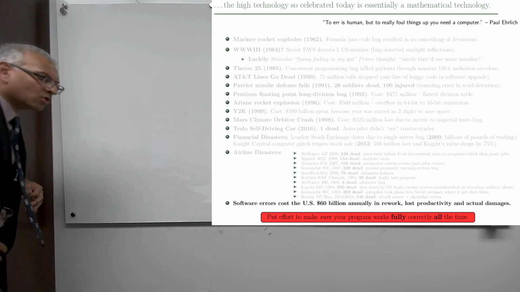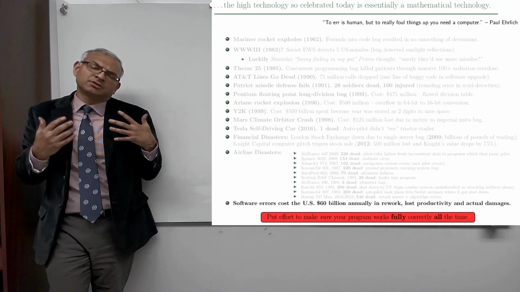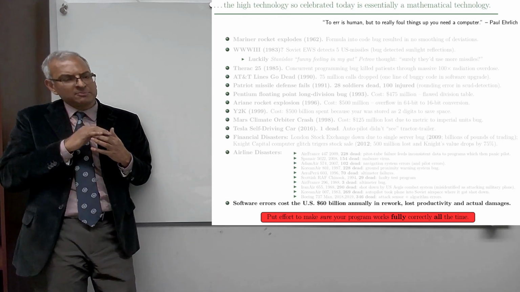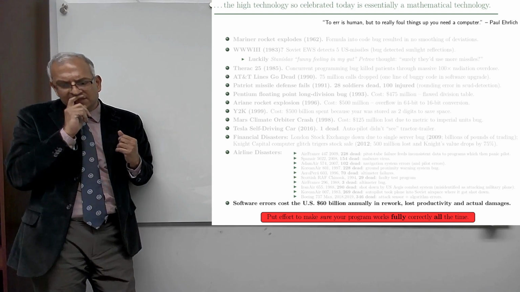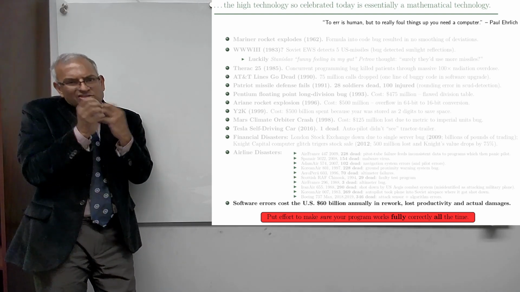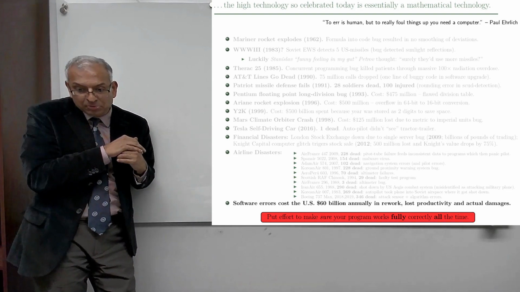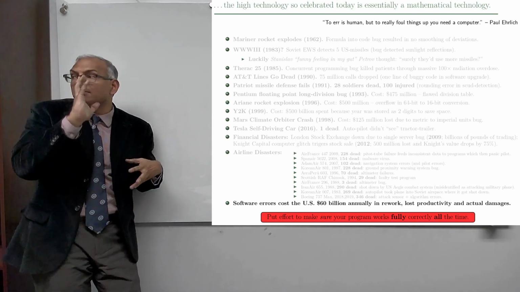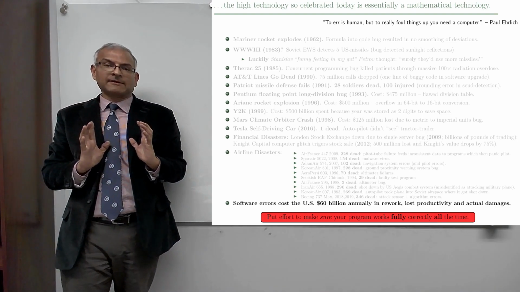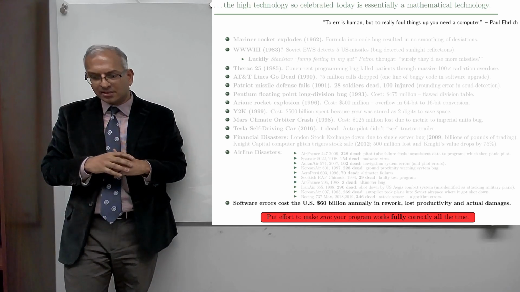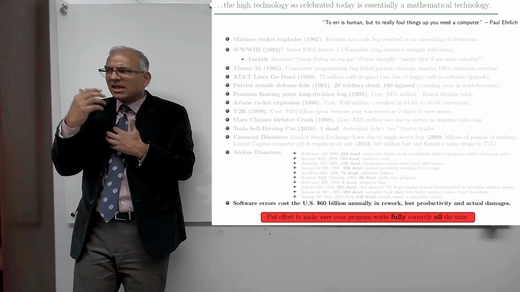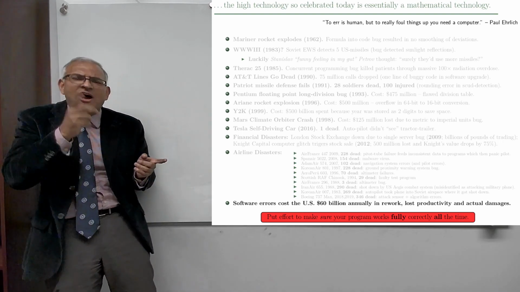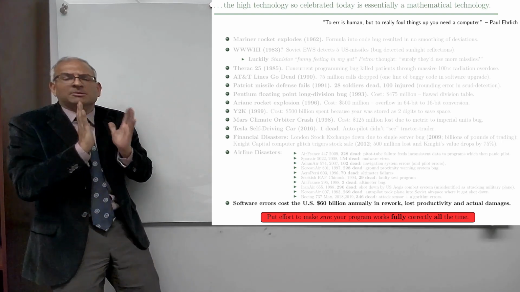So here's my emphatic note, and I'm going to end with a couple of quotes from some famous people. We started the course with the first quote by Dijkstra, which basically says that this high technology that is so celebrated today, i.e. the computer, is essentially a mathematical technology. And then the second quote is, to err is human. So we're all going to make errors now and again. But to really foul things up, you need a computer.